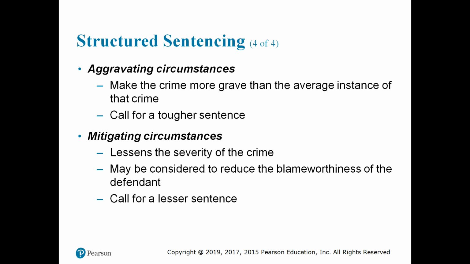And the opposite is the mitigating circumstance. This lessens the severity of the crime. I don't know, the book talks about it maybe being considered to reduce the blameworthiness of the defendant, but it calls for a lesser sentence. So a mitigating circumstance would be somebody that commits the same robbery, doesn't hit the person in the head, apologizes, and then an hour later comes back and returns the money. Okay, that would lessen the severity of the crime. That would then call for a lesser sentence. Not always, but in these circumstances, aggravating and mitigating, they're very important when it comes to sentencing. And we'll talk more about how these get to the judge in a little bit.